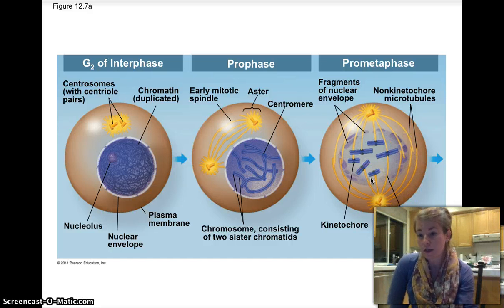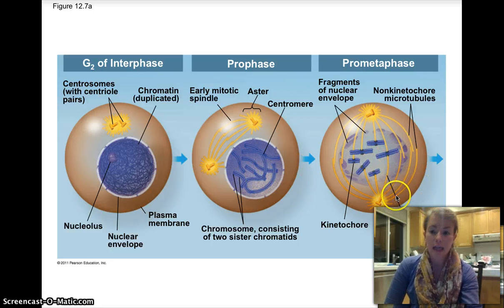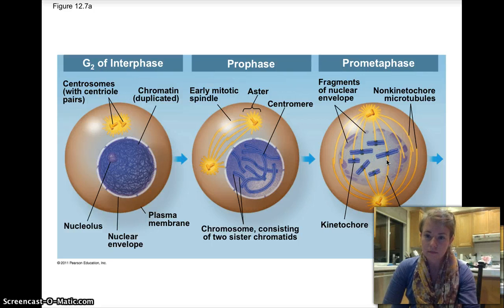It's disintegrated. It's not there anymore. And so now the chromosomes are free inside the cell. And what happens is the mitotic spindle reaches out and attaches to the centromere of the chromosomes. So you can see that. They are just floating around inside the cell, and the mitotic spindle has reached out and attached to the centromere.